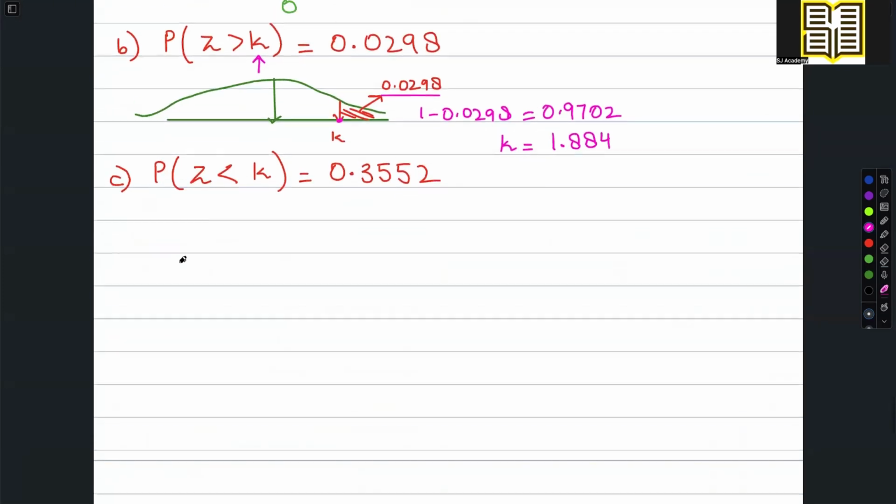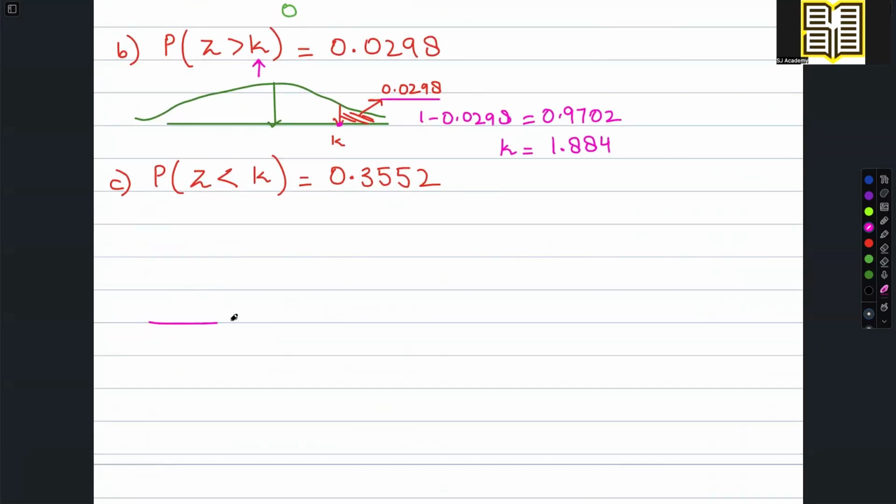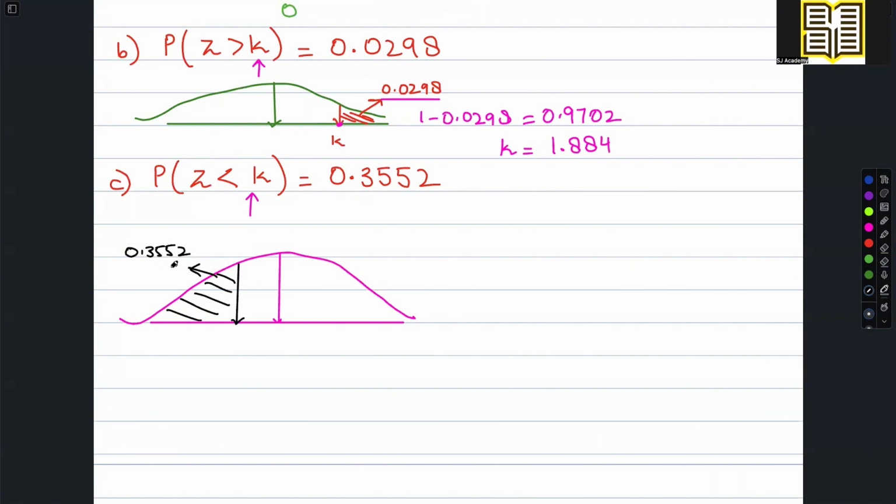In part C, we have to find the probability of z less than k, and that is given as 0.3552. Now, once again, making this normal distribution graph, the probability towards the left, as it is less than k, is 0.3552. It means that this z value or the k value must lie in the negative region. Now again, as this is less than 0.5 and the normal distribution table does not give us probabilities less than 0.5, we'll subtract it from 1, and this will give us the probability 0.6448, which represents this region.